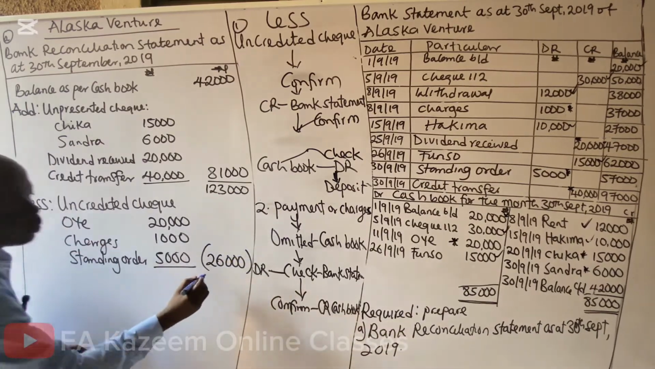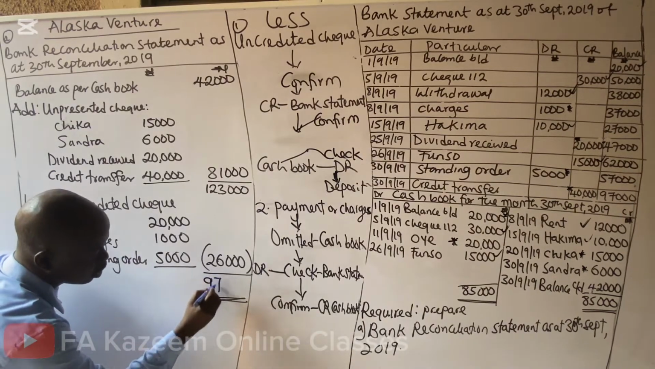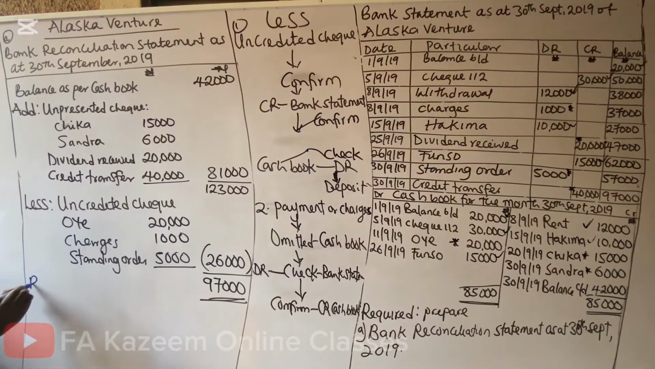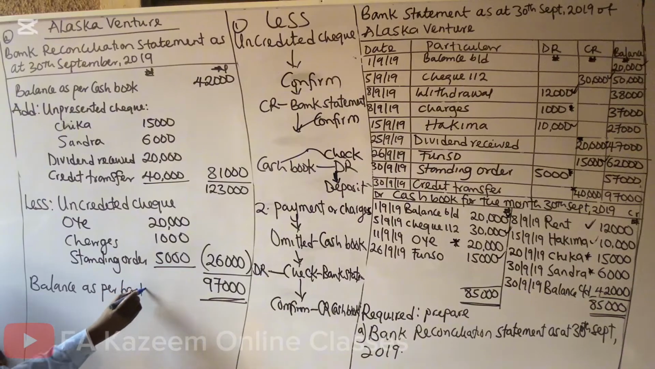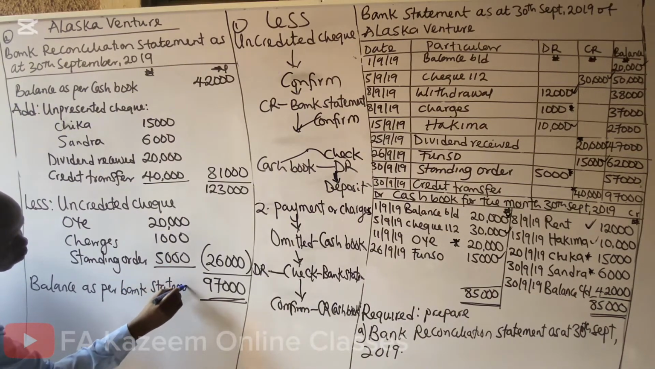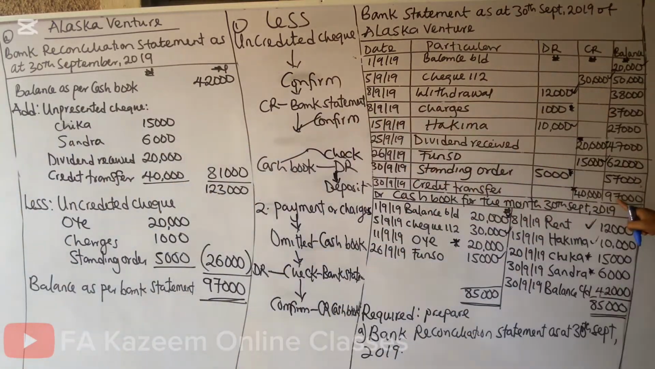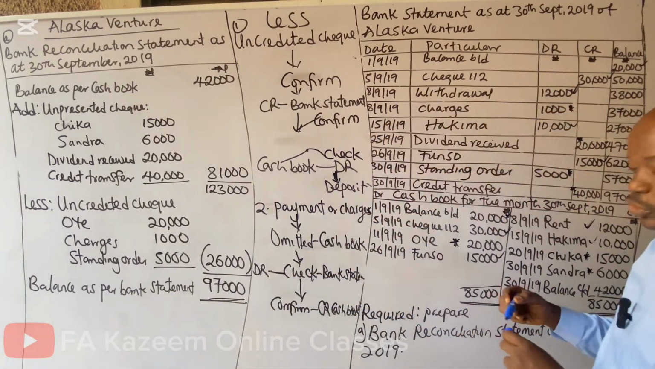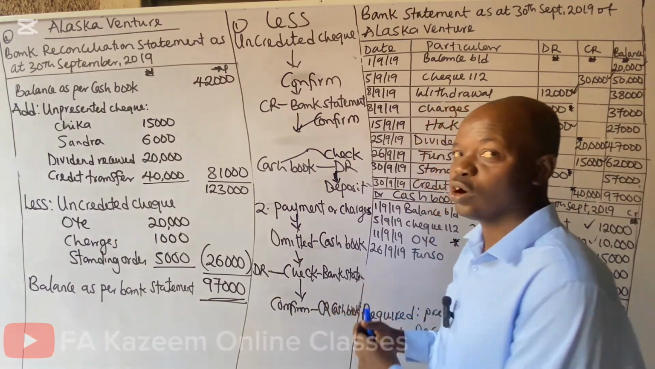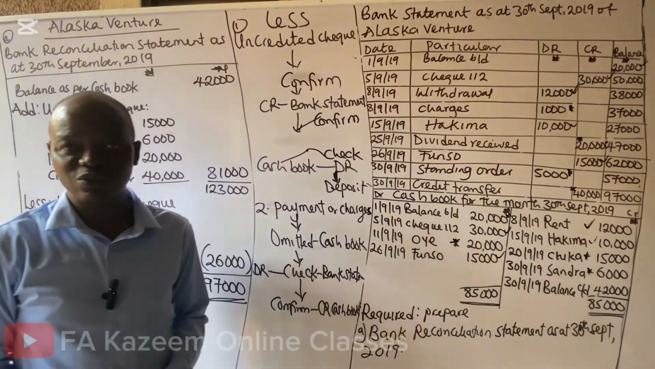Now, these are what were supposed to have been deducted that we have deducted now. 123,000 minus 26,000, we have 97,000. This is what we call the balance as per bank statement. And how much is this? 97,000. How much is the closing balance in the bank statement? 97,000. If you could not arrive at this same balance, it shows that you need to look at your workings clearly, and at the same time, if you still do not discover the problem, you move to another question in an exam situation.